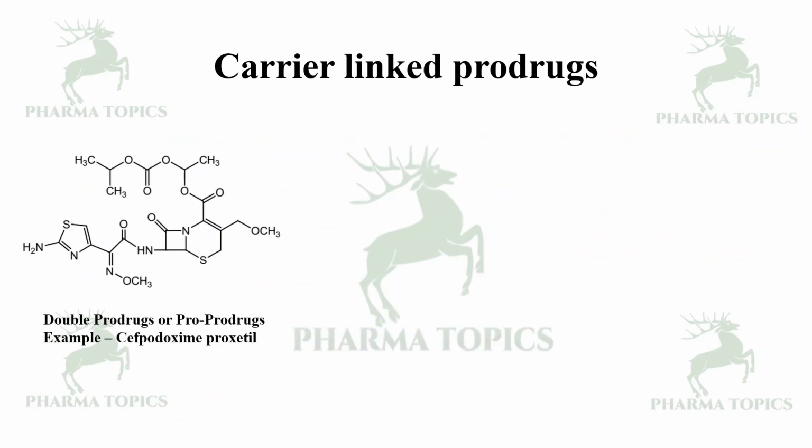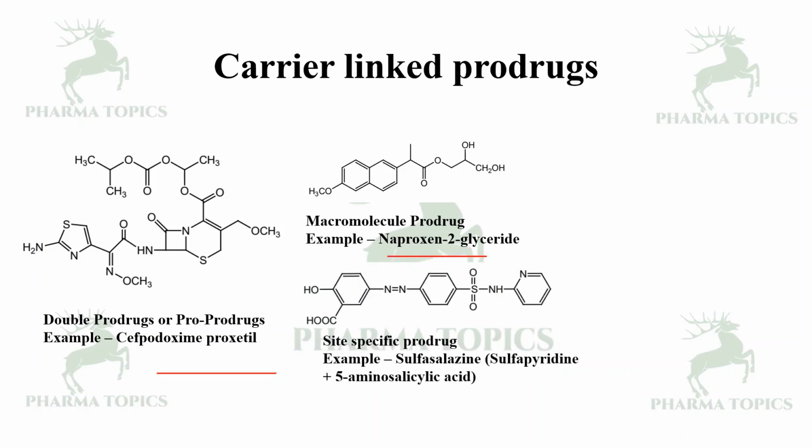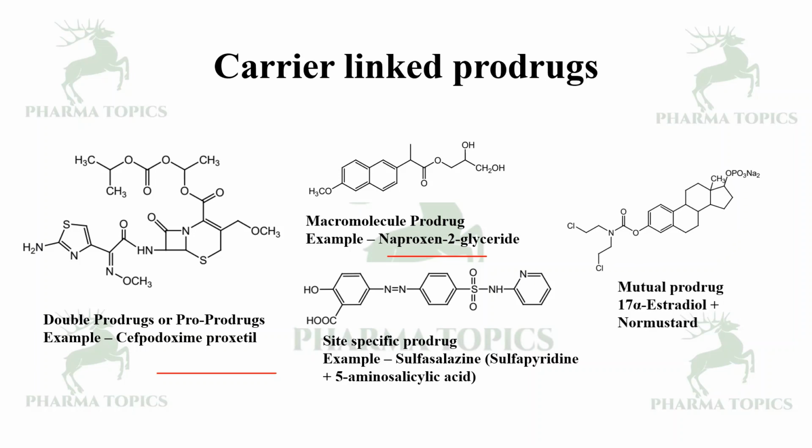Next is double prodrugs or pro-prodrugs. Example, cefpodoxime proxetil. Next is macromolecular prodrug. Example, naproxen triglyceride. Then site-specific prodrug, sulfasalazine. It breaks into sulfapyridine and 5-aminosalicylic acid. And then mutual prodrug. It's a combination of 17-alpha-estradiol and nor-mustard.